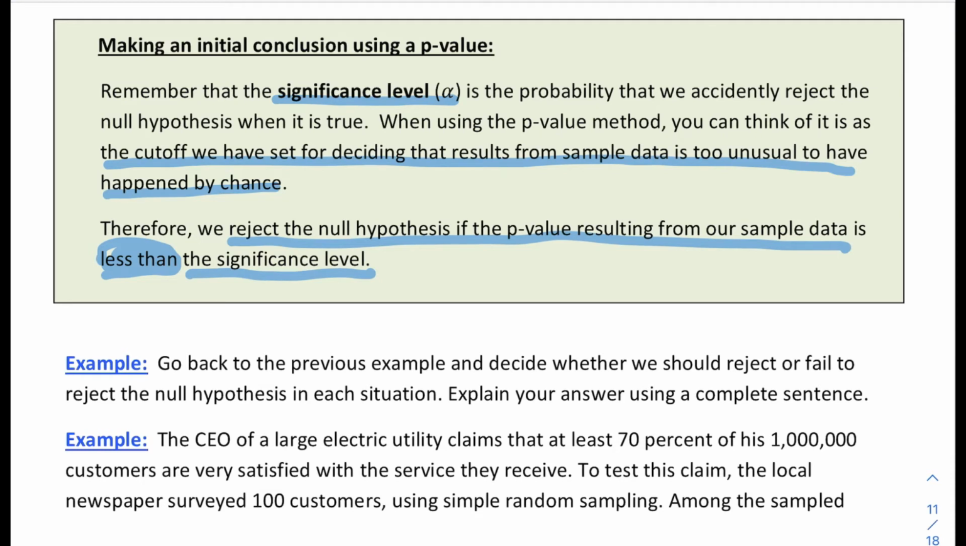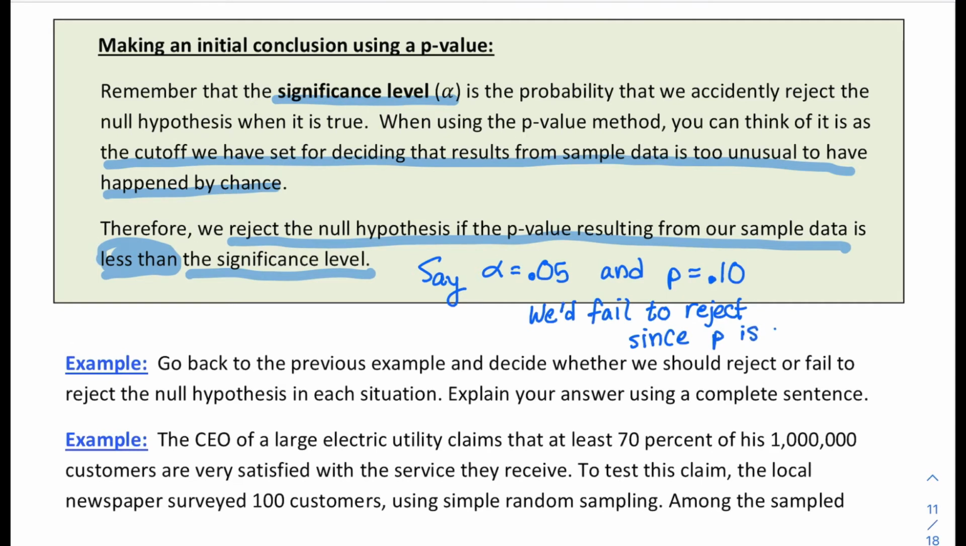So say, for example, that you have a significance level of alpha equals 0.05 and the p-value you got from your sample data is 0.10. Then you would fail to reject your null hypothesis because your sample data that you got could have happened by chance 10% of the time and still had your null hypothesis be true. And we set a cutoff saying, hey, this sample data needs to be unusual enough that it would only occur 5% of the time or less in order to reject.